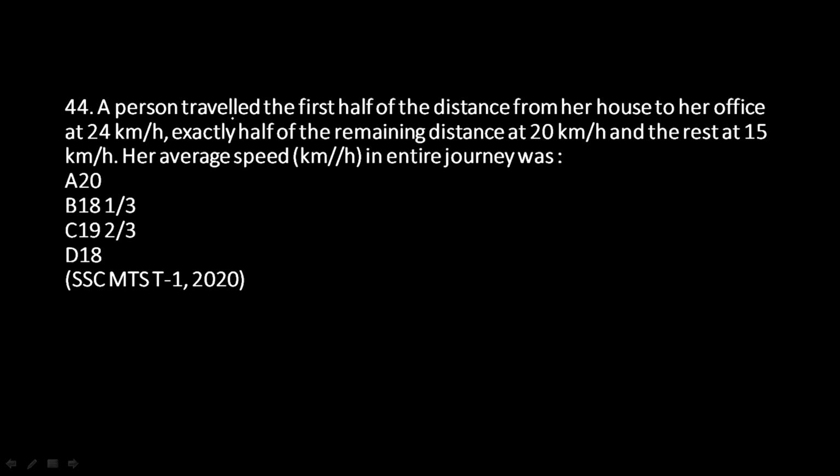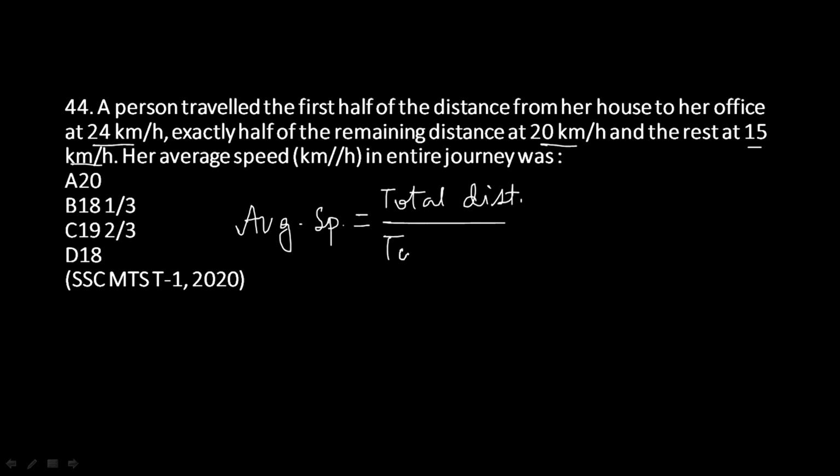A person traveled the first half of the distance from her house to her office at 24 km per hour, exactly half of the remaining distance at 20 km per hour and the rest at 15 km per hour. Her average speed in the entire journey was? So what do we know? Average speed is equal to total distance upon total time, right?